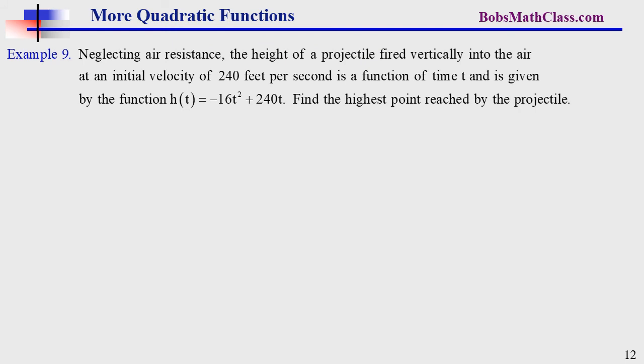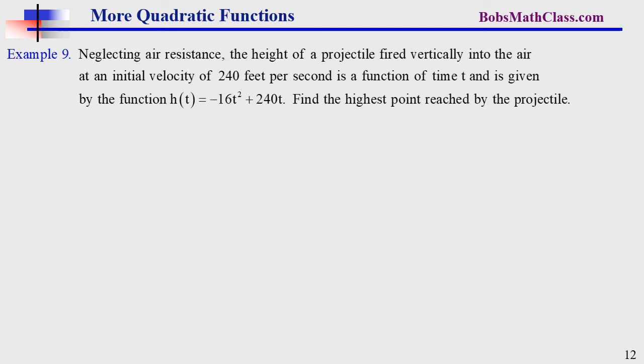Okay, here's our last example. The height of a projectile fired, so think about something that's fired vertically up into the air. It has an initial velocity of 240 feet per second. And it's a function of time t. So t stands for time, and it's in seconds because it says per second. So in this problem, t is like our x. And we're given the function h of t equals -16t squared plus 240t.